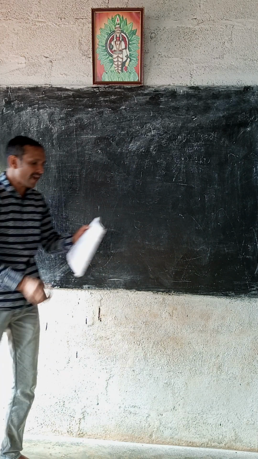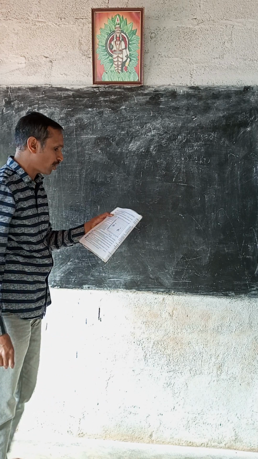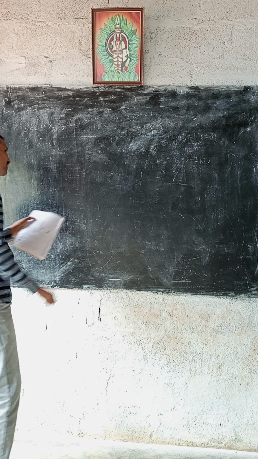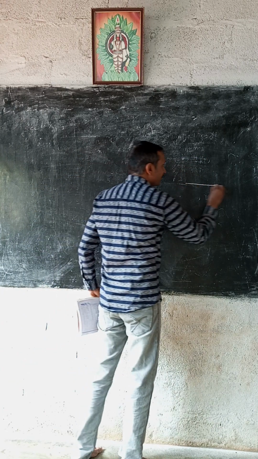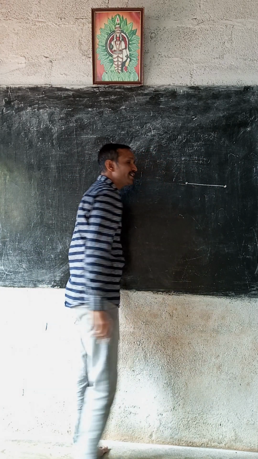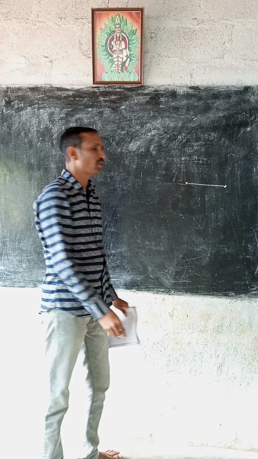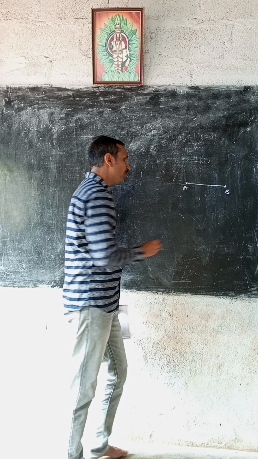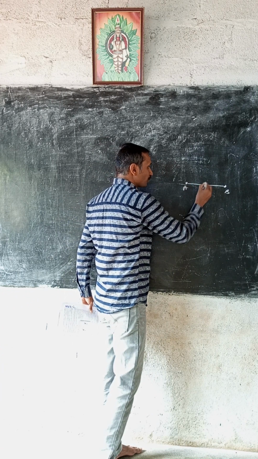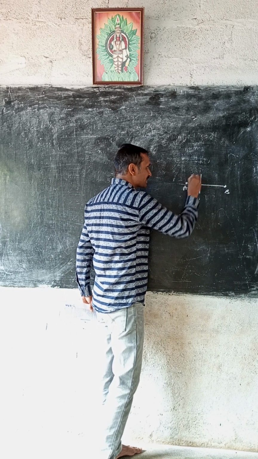Question number 2, find the coordinates of the points of trisection. What does trisection mean? First we have to learn what trisection is. Trisection means a line segment that is divided into 3 equal parts. Suppose that AB is a line. In that line AB, we are dividing it into 3 parts. If I divide it here, this point becomes C.